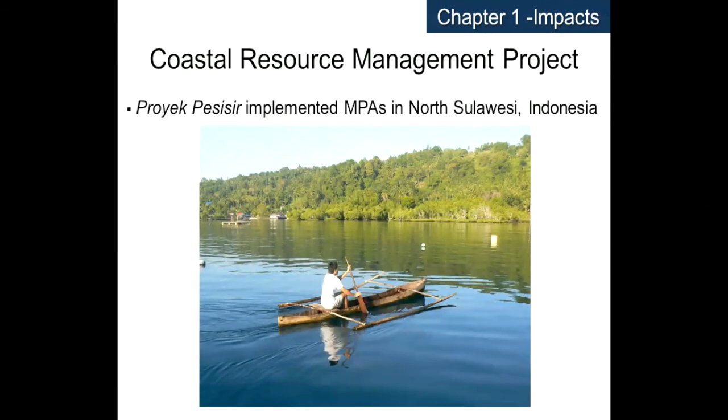The implementation of this project was 1997 to 2002, and it was a joint project run by USAID and Indonesia's National Development Planning Agency. It was designed to achieve the dual goals of conservation and poverty alleviation, so it included development activities such as improving sanitation, livelihood training, environmental education, and so forth.